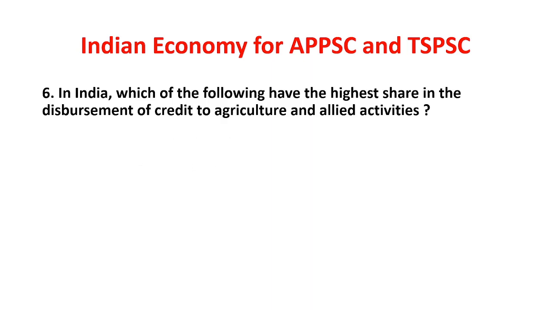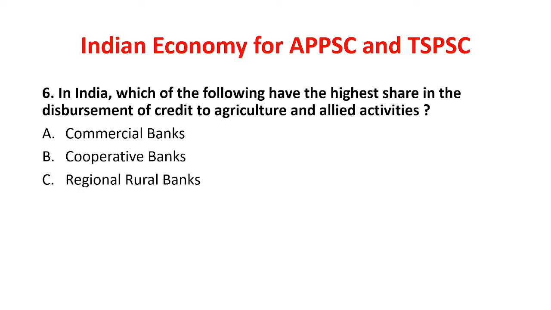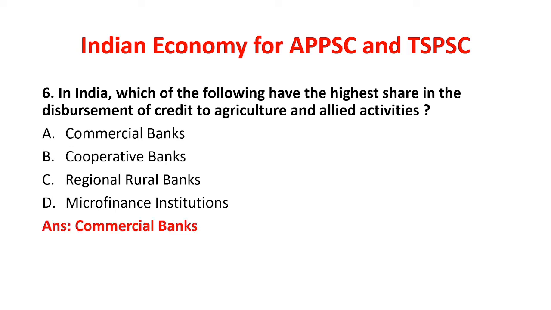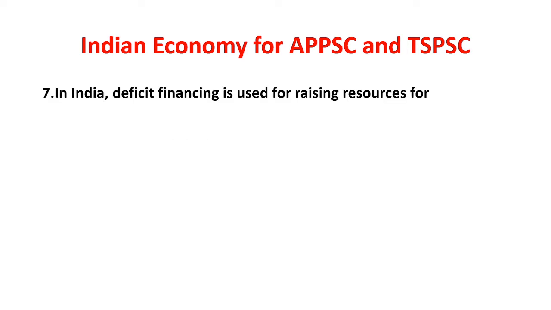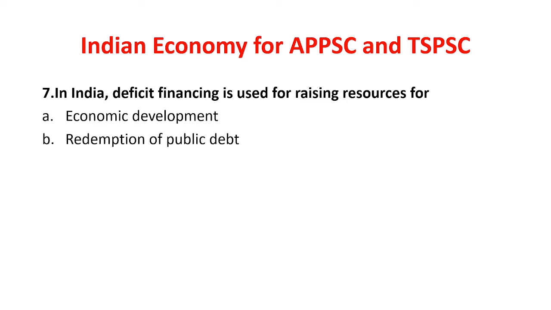Next. In India, which of the following have the highest share in the disbursement of credit to agriculture and allied activities? And the options are commercial banks, cooperative banks, regional rural banks, and microfinance institutions. So which bank? It is commercial banks that have the highest share in the disbursement of credit to agriculture and allied activities.